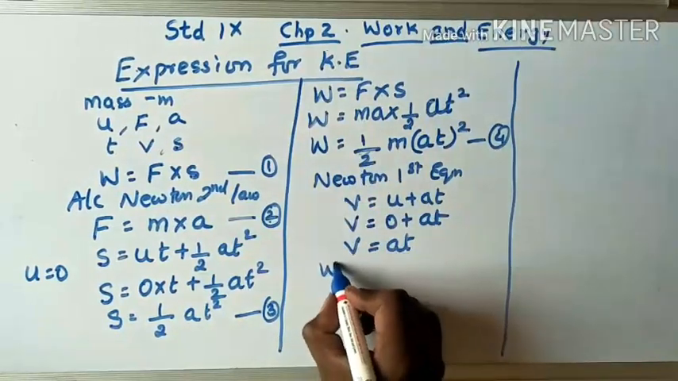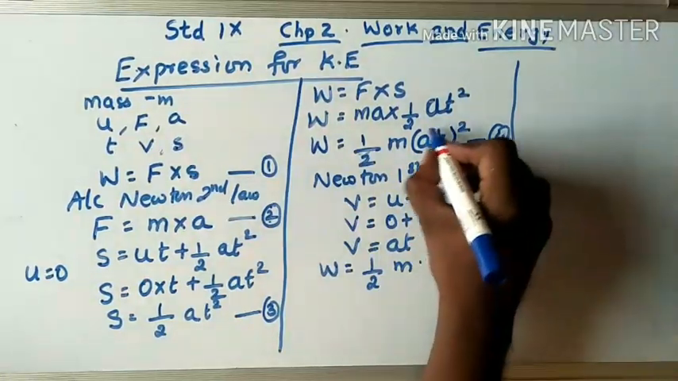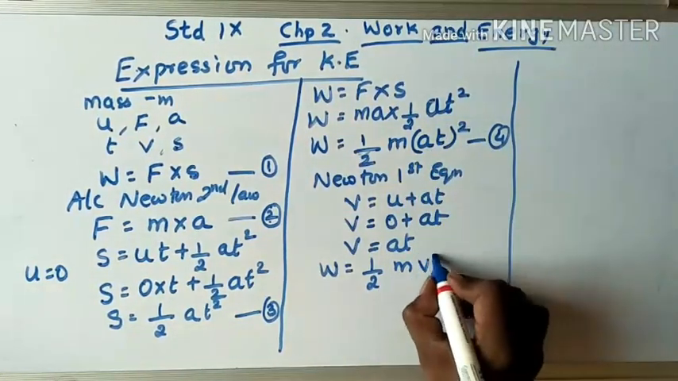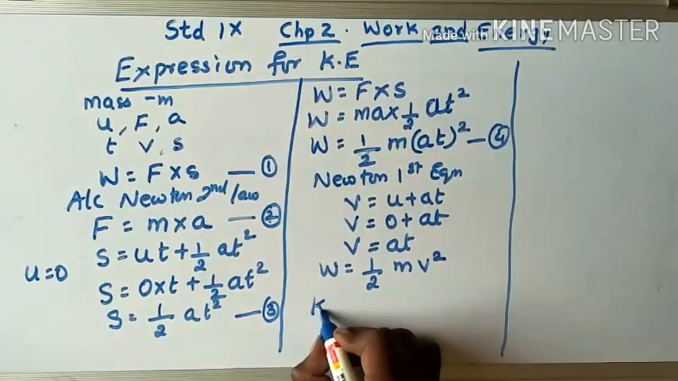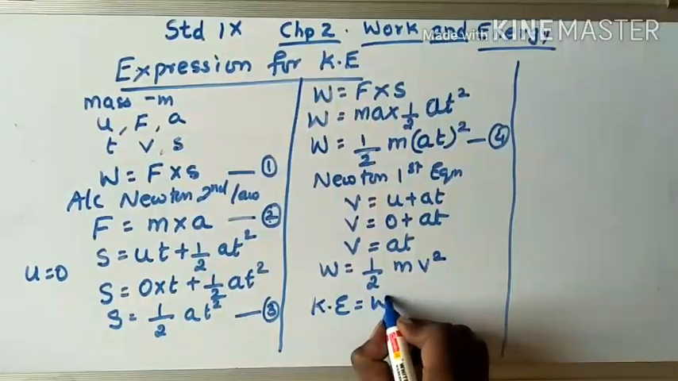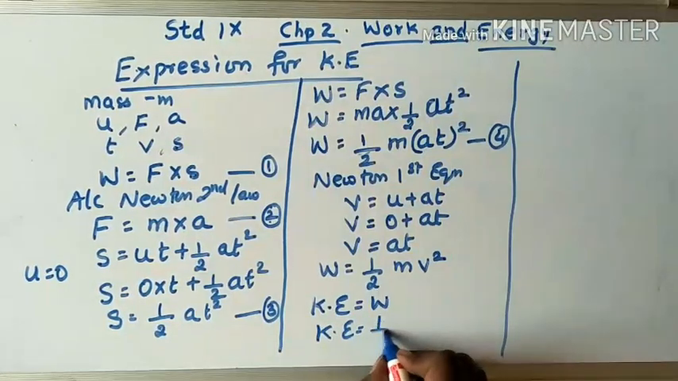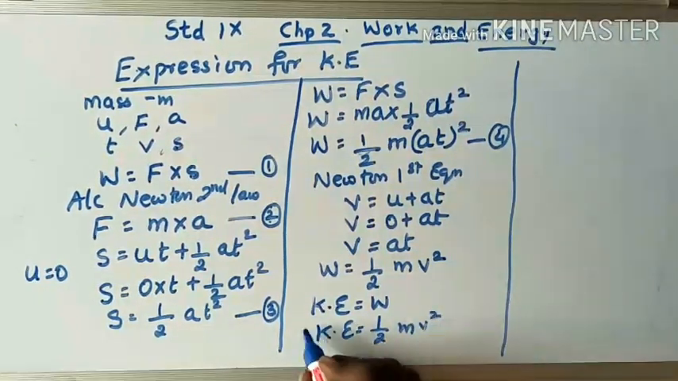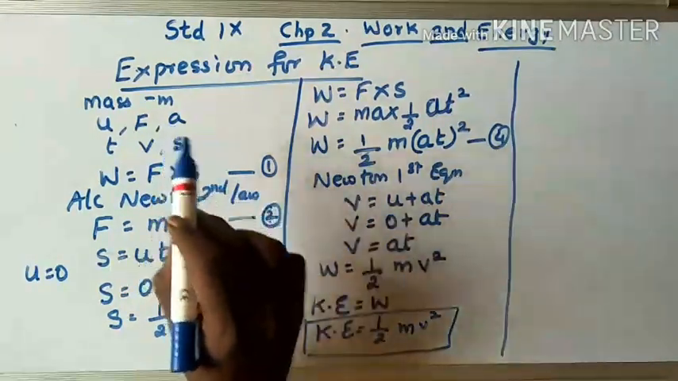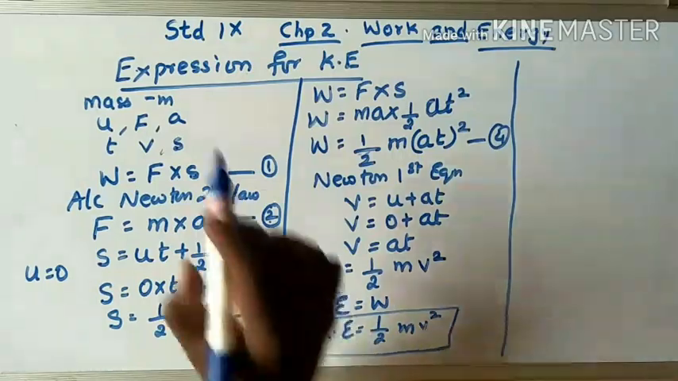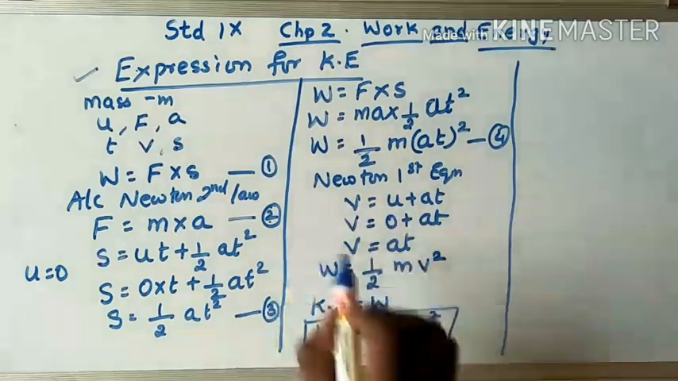So this will become W is equal to half m. In place of at, you put V here, so it becomes V square. Half mv square. Now as I said, kinetic energy is equal to work done. Therefore, kinetic energy is equal to work done, which is half mv square. So in this way, you get the expression for kinetic energy. The formula for kinetic energy is half mv square. We already proved how you got the formula for kinetic energy.